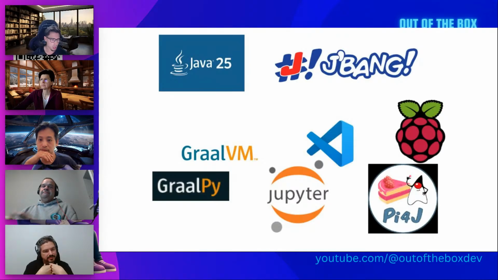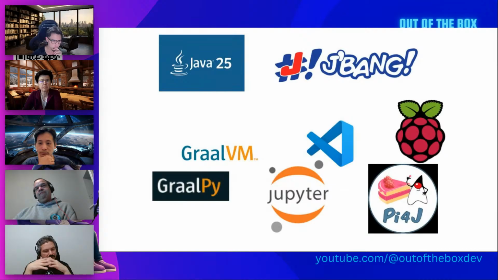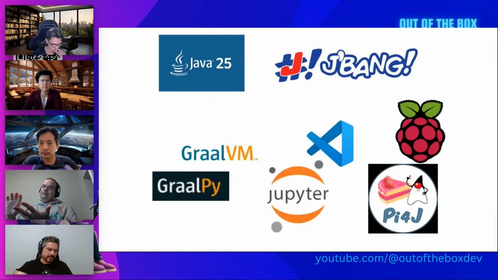You have GraalPy. For GraalPy, you just add something on top of the JVM. So then you have a notebook with GraalVM that can call GraalPy on the Raspberry Pi. And if you want JBang, you have it. If you want anything from Java, you have it. And if you want Pi4j, you have it. Simple like that. You don't need to do anything. And then you have a hello world in one line.